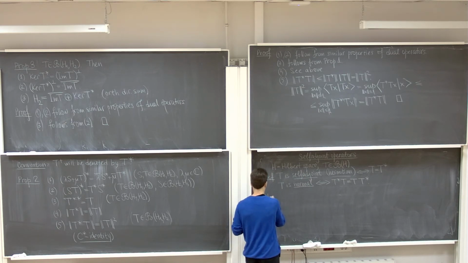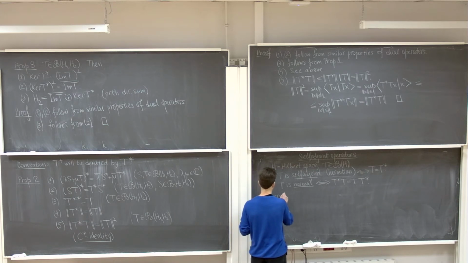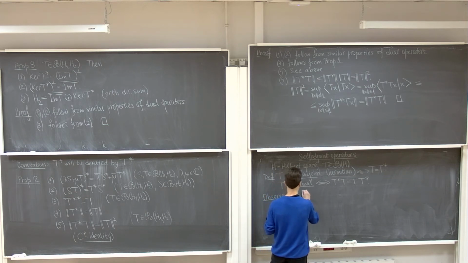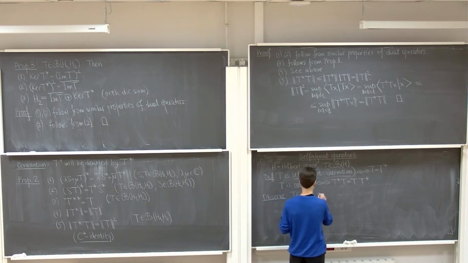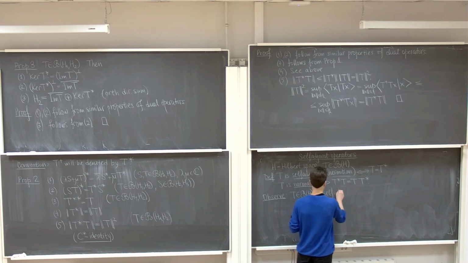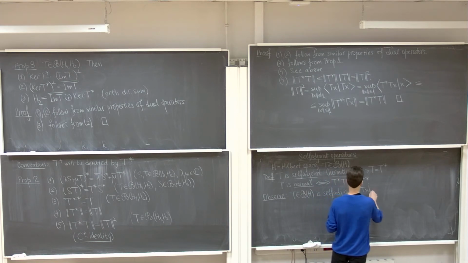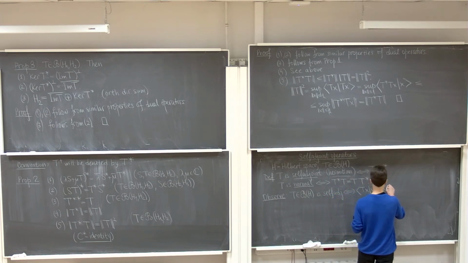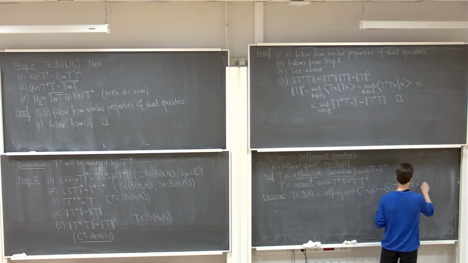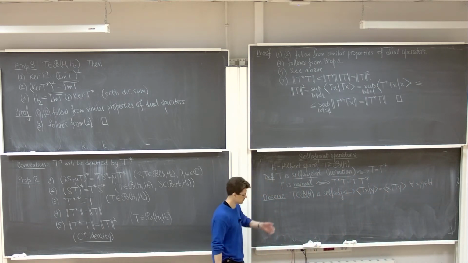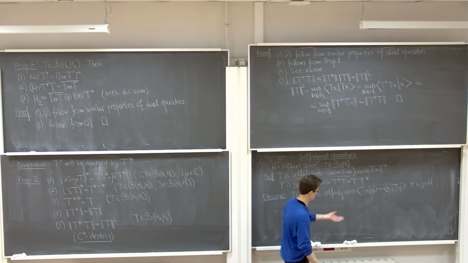So observe the following obvious characterization of self-adjoint operators. A bounded operator T on H is self-adjoint if and only if the inner product of Tx and y equals the inner product of x and Ty for each pair of vectors in our space. And of course, this is a special case of our proposition 1. So this identity means exactly that T equals T star.